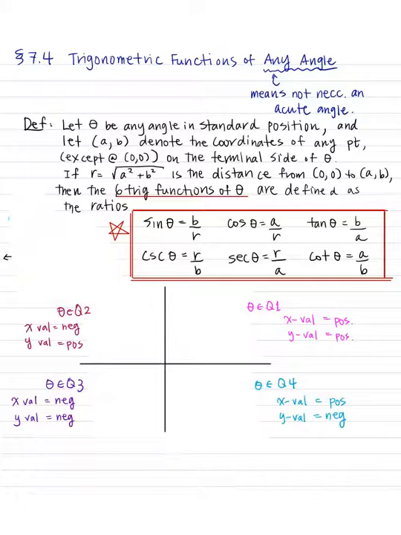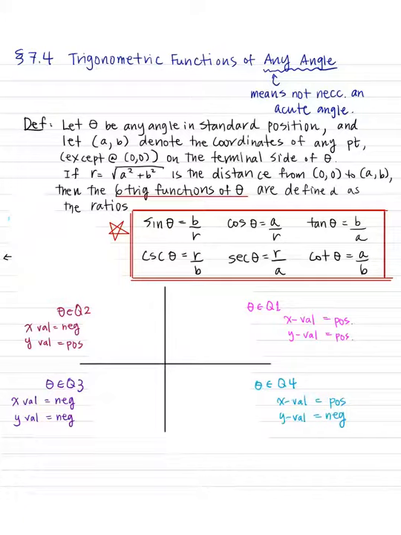The title is trig function of any angle. So any angle means not necessarily an acute angle, acute meaning between 0 and 90 degrees. It can be bigger. All right, so let's first go with the definition.